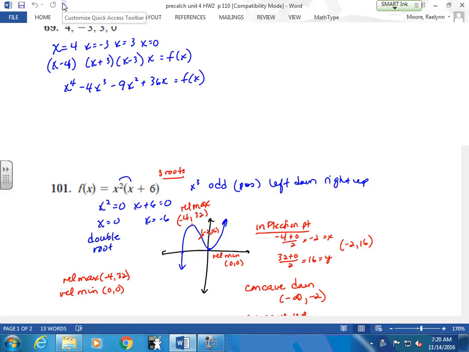Everybody okay with this so far? Just take each one, set them equal to 0. So far, so good there. Okay, then you had to describe.